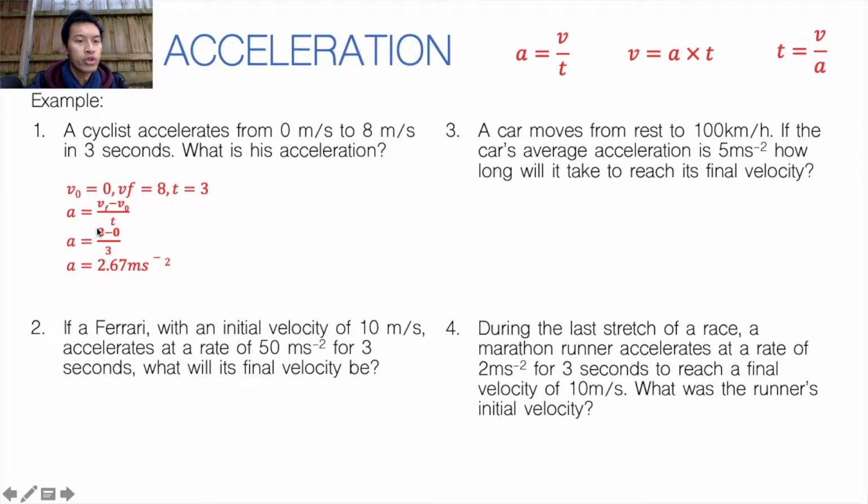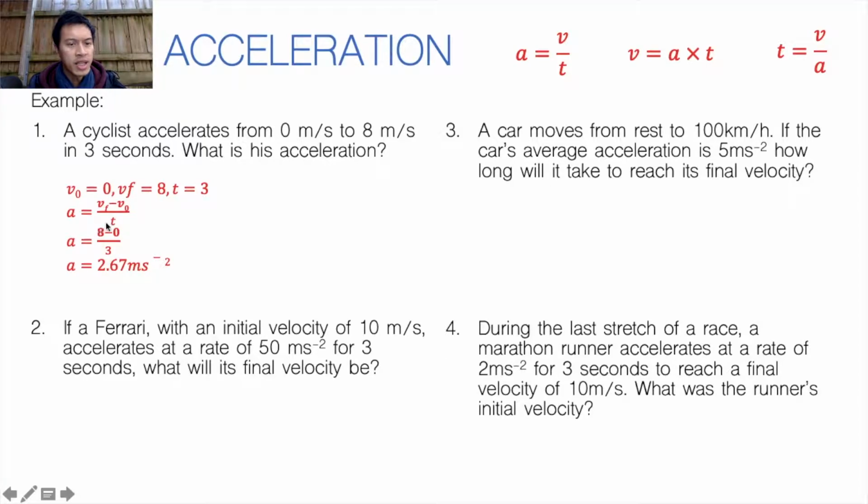A would equal 8 minus 0 divided by 3. When you do this in your calculator, make sure you do 8 minus 0, hit enter first, and then divide the answer by 3. Because if you do 8 minus 0 and then divide by 3, your calculator will immediately calculate 0 divided by 3, which is 0, and then you'll get a really incorrect number.